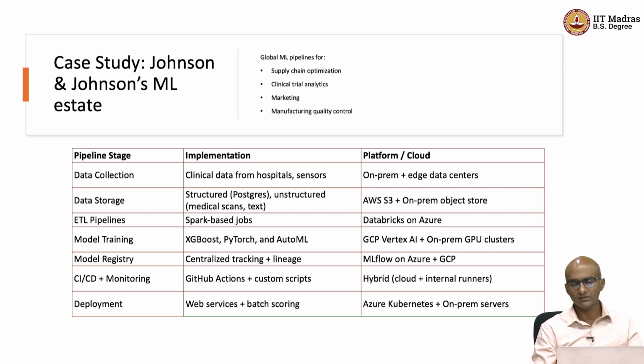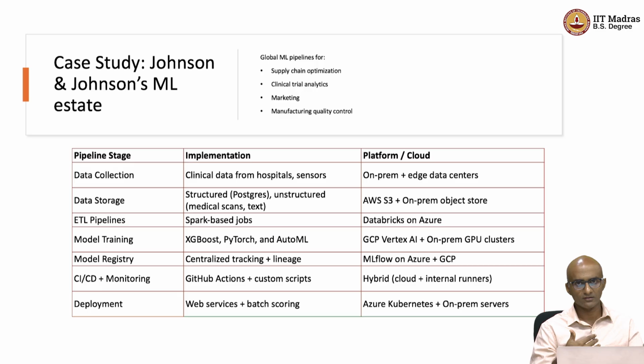CI/CD and monitoring, obviously distributed setup. It has to be distributed and catering to every single place where the model can be deployed or the data engineering pipeline runs. So GitHub Actions was used, GitHub Enterprise was used, along with some custom scripting, and some of the runners were running obviously on cloud, but some of them were also running locally because many of their estates were locally present on-prem. Last but not the least, the deployment of the ML models.